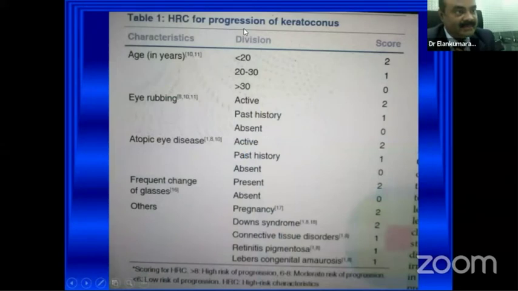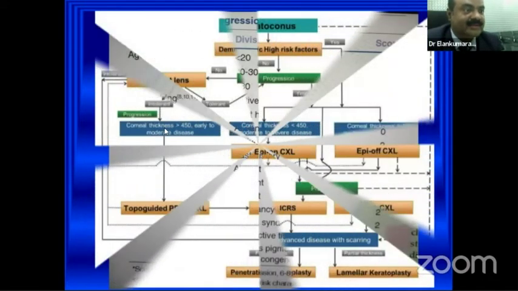So these are the high risk categories for progression published by Narayana. You can just have a look at it. If I have to decide something here, two things. One is age, less than 20 years. I would like to cross-link this patient on first diagnosis itself, and associated with rubbing, definitely eye rubbing, and any other inflammation that is associated. Treat the inflammation, go ahead.